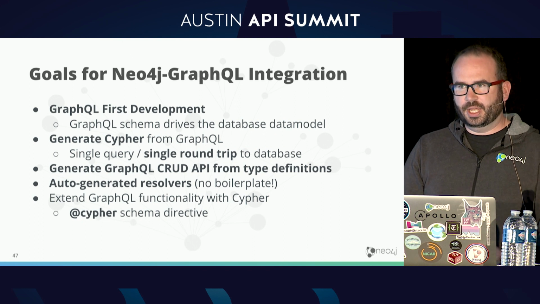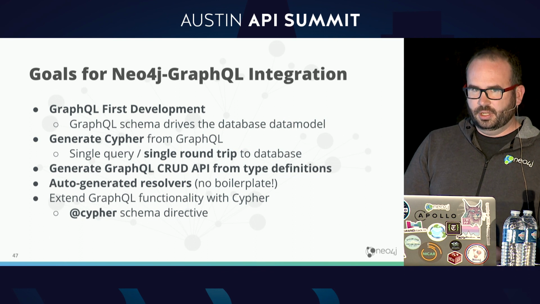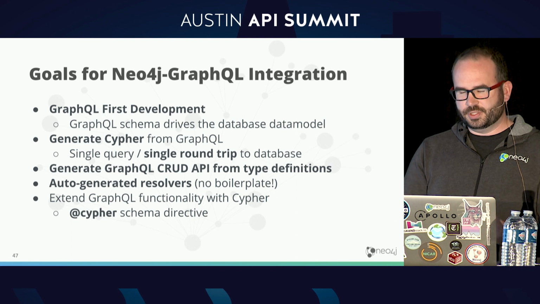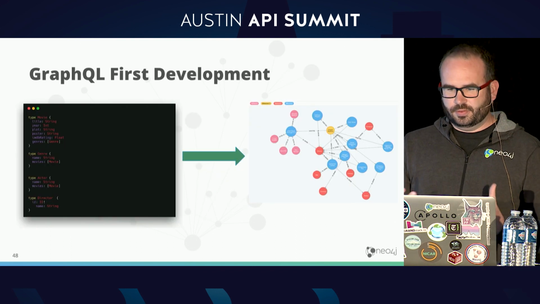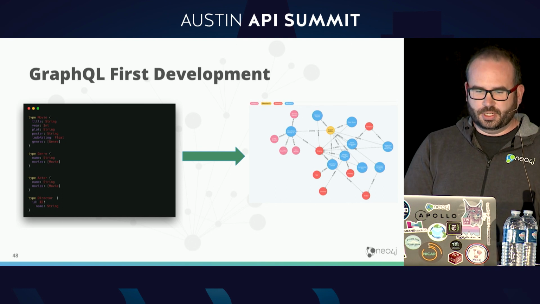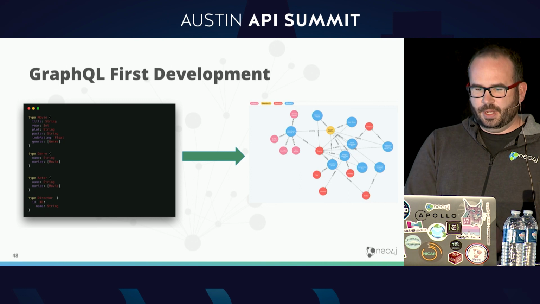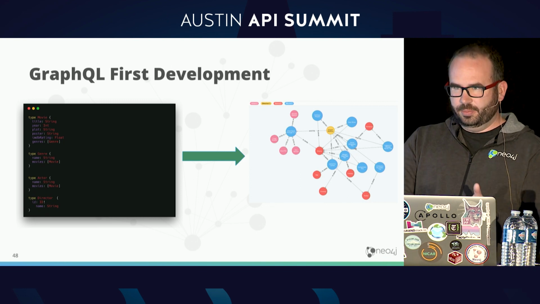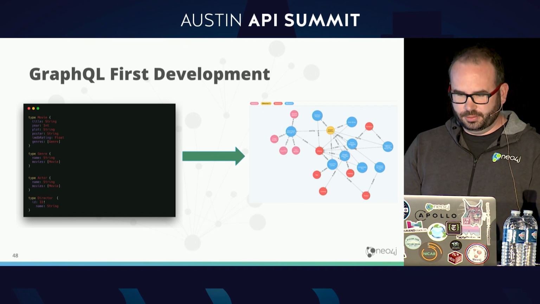So we want some way to be able to provide some custom logic, in this case, either via Cypher embedded in our GraphQL schema or custom resolvers that we implement. So these are the principles for this integration. We want to be able to define type definitions in GraphQL, and that should drive our database data model. And from this, we should provision a GraphQL service.